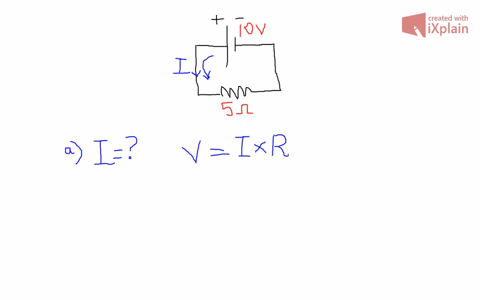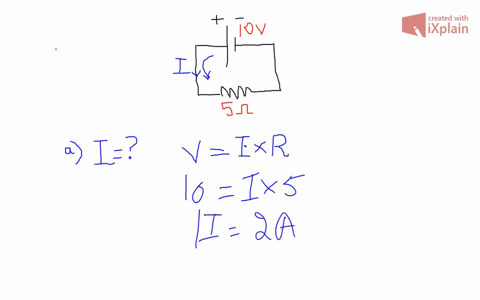So voltage here is simply 10 volts. The current here is an unknown. We don't know what it is. And the resistance here is 5 ohms. Okay. So what is the current? Current is simply equal to 5, or rather, sorry, 2. Let me just erase it. And current is simply equal to 2 amps.